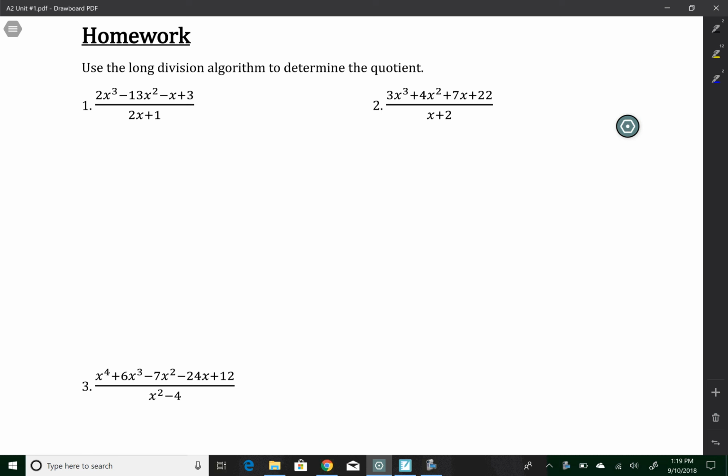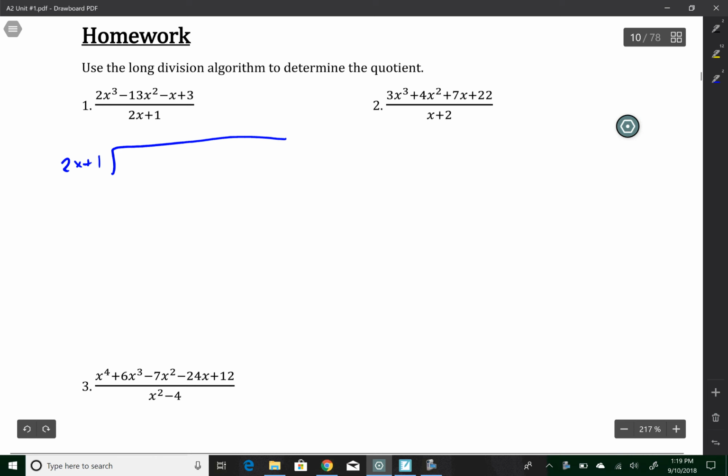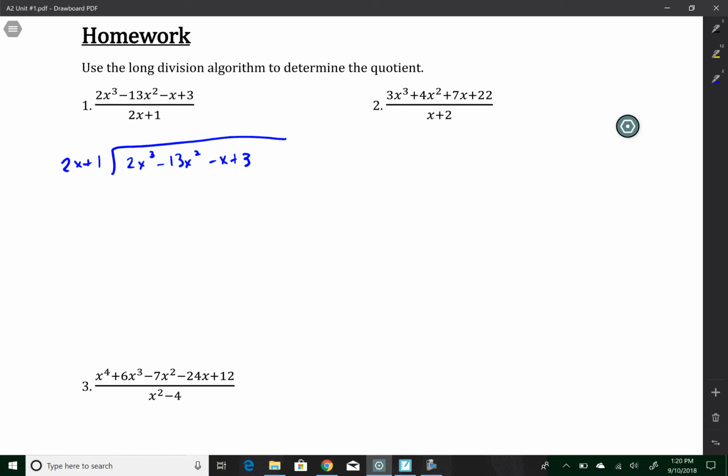So number 1 says to divide this cubic polynomial by 2x plus 1. So put our 2x plus 1 on the outside of our division, and we'll put the 2x cubed minus 13x squared minus x plus 3 on the inside. So our first job is trying to eliminate that first term, 2x cubed. So I have to ask myself, what multiplies by 2x to make 2x cubed? That would be x squared.